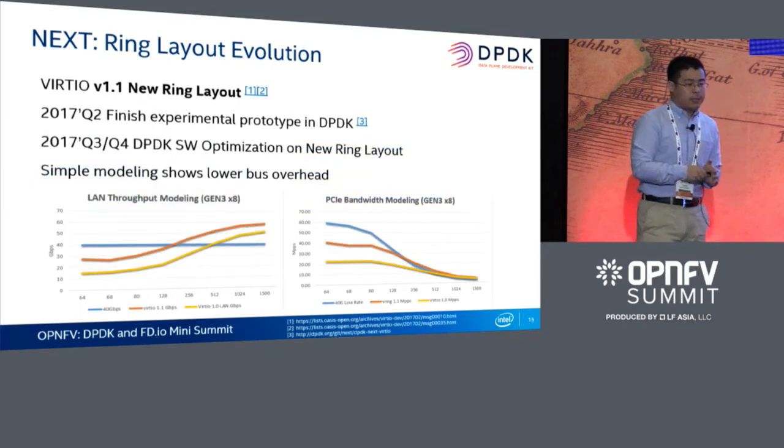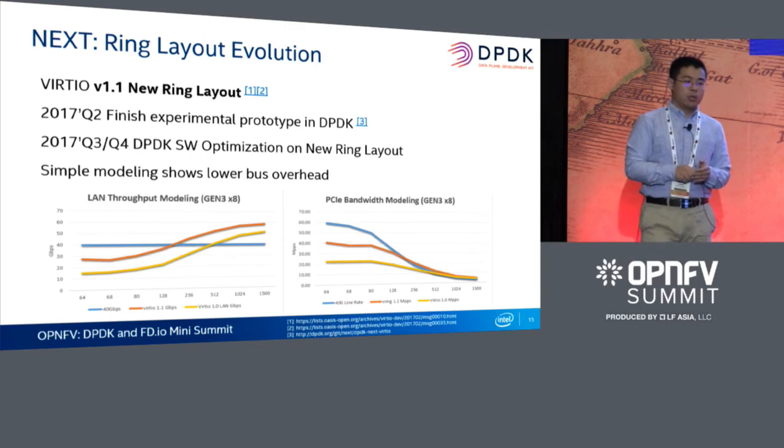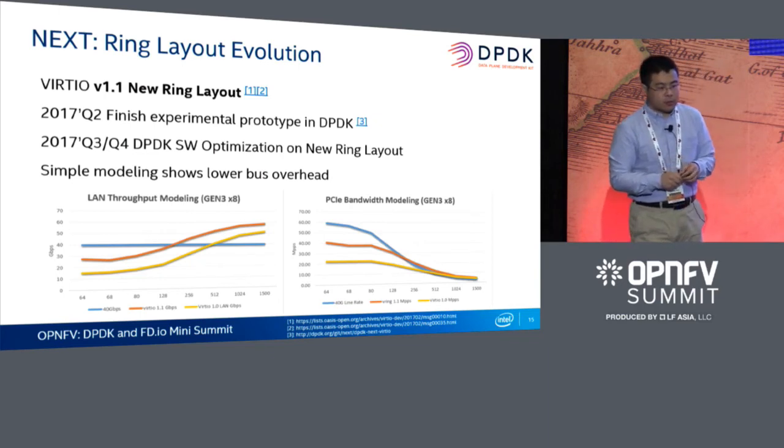Yeah, that's next, so ring layout. We have had a ring layout evolution discussion in the community for quite a few months. That is the 1.1 spec. That is our new ring layout, which is no longer compatible with the previous one. So you'll have a single direct descriptor ring, no longer the three rings, and another is the indirect ring. So that's a big impact, a big improvement.